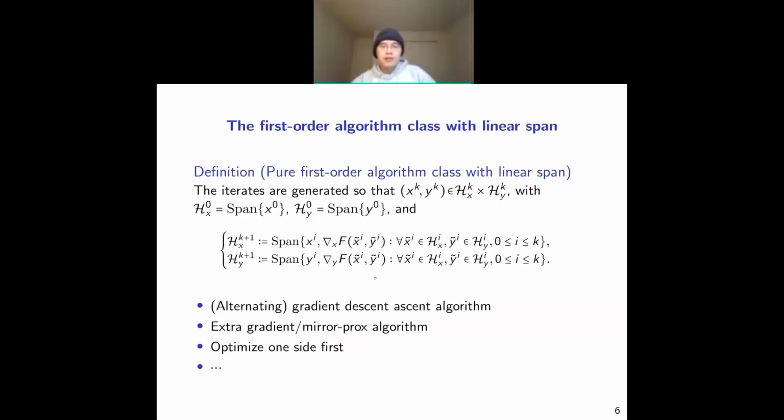So this algorithm class is actually quite general. It includes most of the important algorithms, including the gradient descent ascent or its alternating variant, and of course the extra gradient or mirror prox, or you can optimize one side to certain accuracy. For example, you first maximize over y using the gradient method to some accuracy, and then you alternate to minimize over x, and then you just alternate between the two. Or you can have some different variants of this multi-loop algorithm.